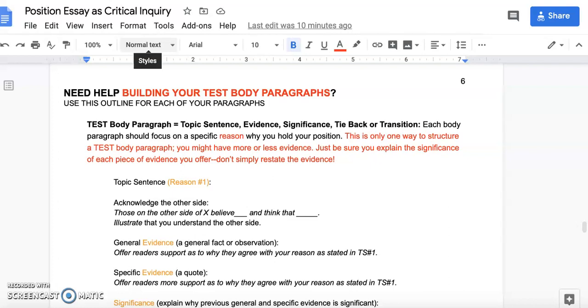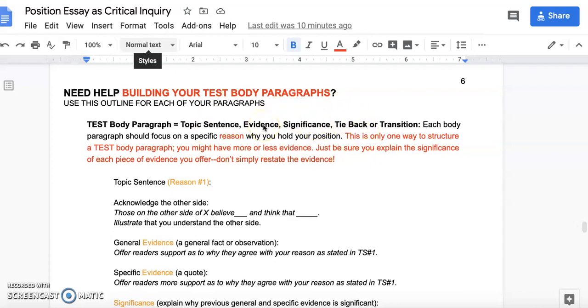Hey everybody, let's talk about TEST body paragraphs. TEST is an acronym for each of the elements of the paragraph. TEST stands for topic sentence, evidence, significance, and then tie back or transition. We need to make sure that our body paragraphs have all four of these elements.